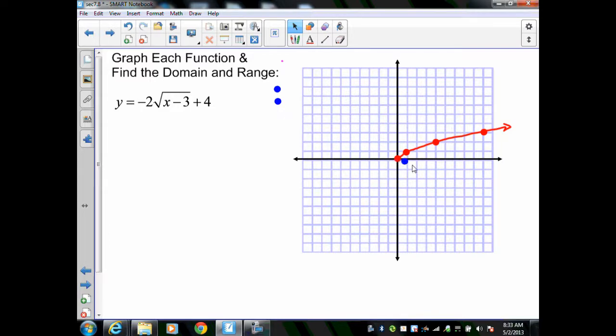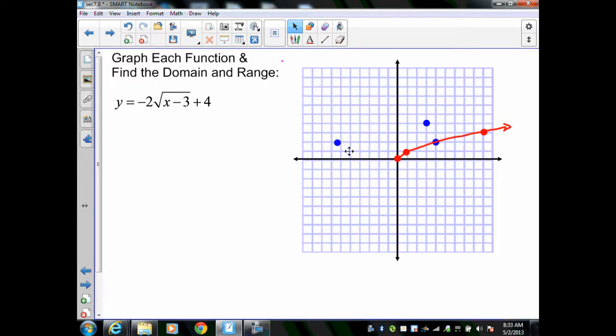So this ordered pair goes to the right 1, 2, 3. The outcome of that is 0 for the y. 0 times a negative 2 is 0. 0 plus 4 is 1, 2, 3, 4. The next ordered pair is at 1. I move that 3 units to the right. 1, 2, 3. Its outcome is 1. 1 times a negative 2 is a negative 2. A negative 2 plus 4 is 1, 2, 3, 4.